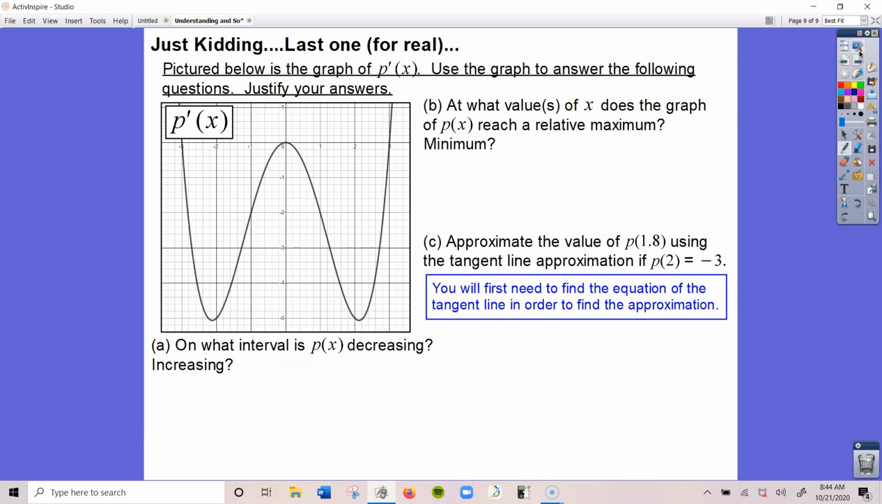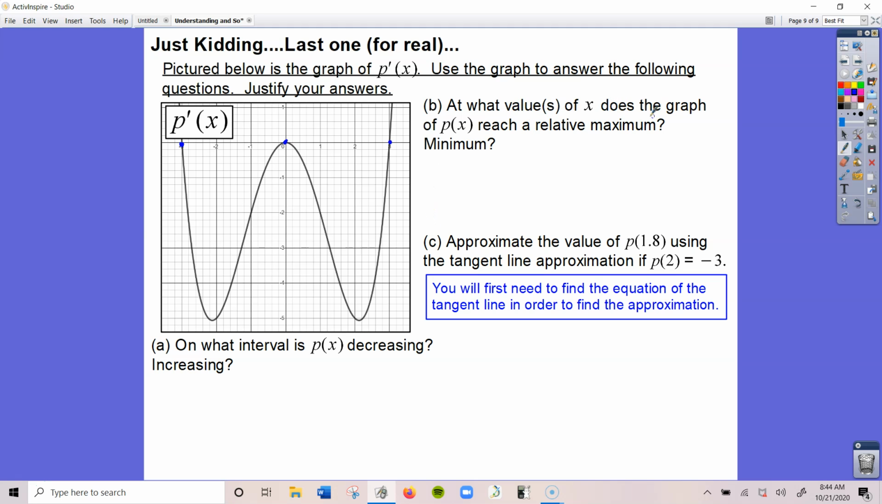Now we're going to look at our final example. The picture below is the graph of p prime of x. Use the graph to answer the following questions, and then of course we are going to justify. So this is my derivative. Remember that for the derivative, as long as it is above the x-axis, it is positive, and as long as it is below the x-axis, it is negative.